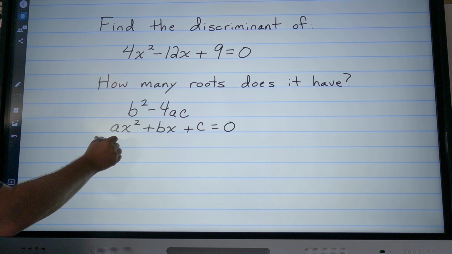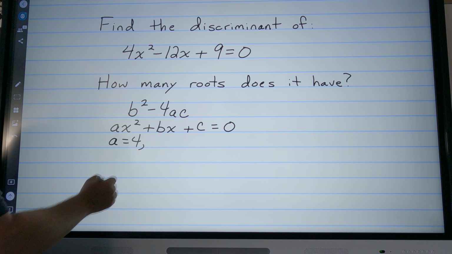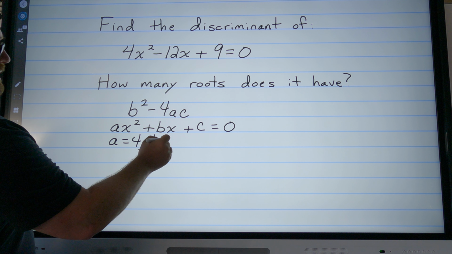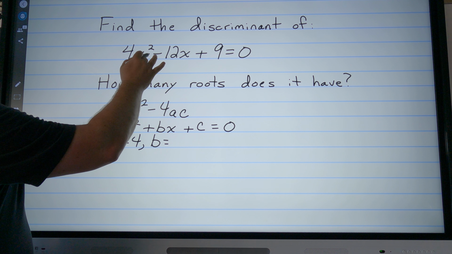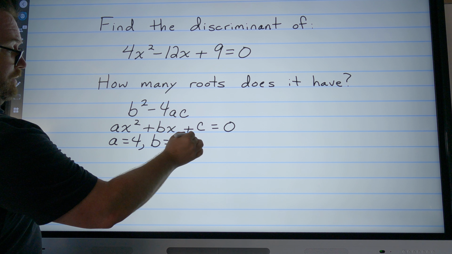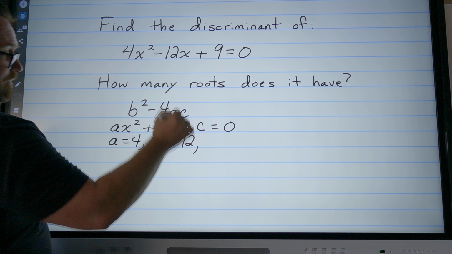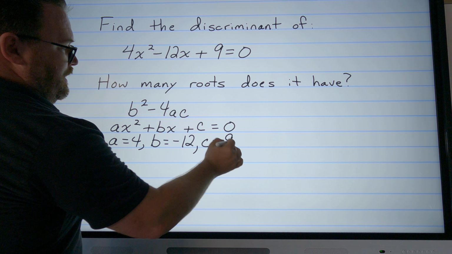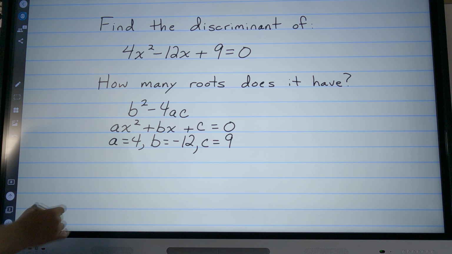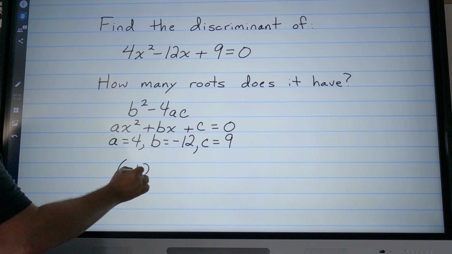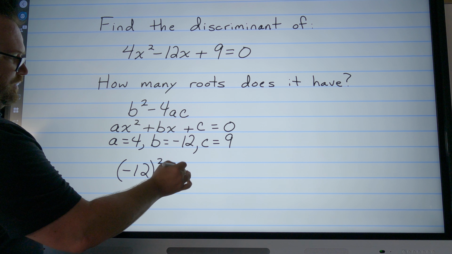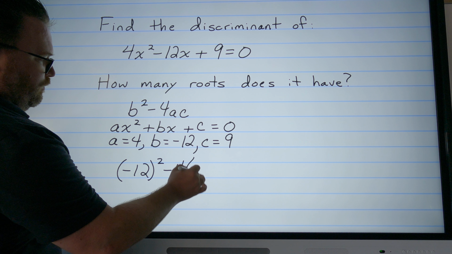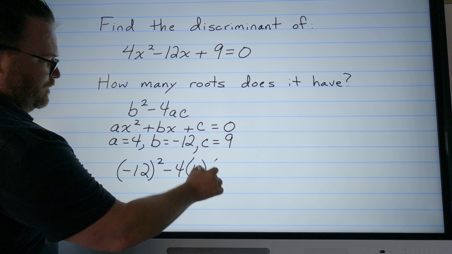So a is the number in front of x squared, a is 4. B is the number in front of x, b is negative 12, because this could be written as plus negative 12x. And c is the number by itself, so c is 9. I'm going to substitute those values in, so I'm going to do b squared, so negative 12 squared, minus 4 times a, which is 4, times c, which is 9.